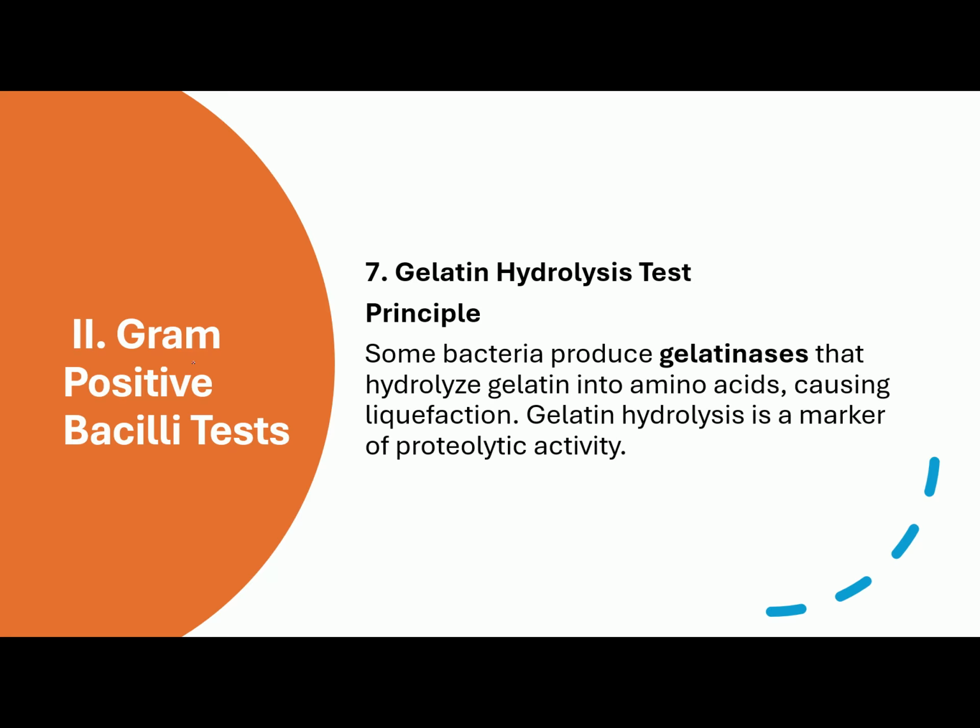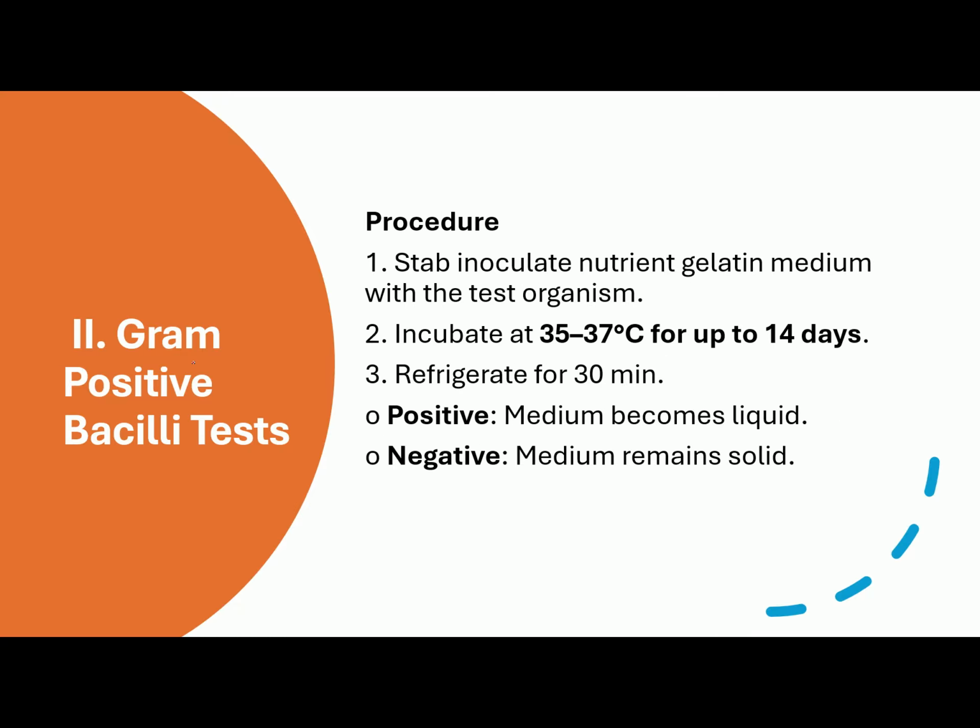Gelatin hydrolysis test principle is some bacteria produce gelatinase that hydrolyzes gelatin into amino acids, causing liquefaction. Gelatin hydrolysis is a marker of proteolytic activity. So this is again another test class. It produces a liquefaction of the media. So stab into the nutrient gelatin medium, incubate at 35 to 37 degrees, refrigerate for 30 minutes. Positive, medium becomes liquid. Negative, medium remains solid.